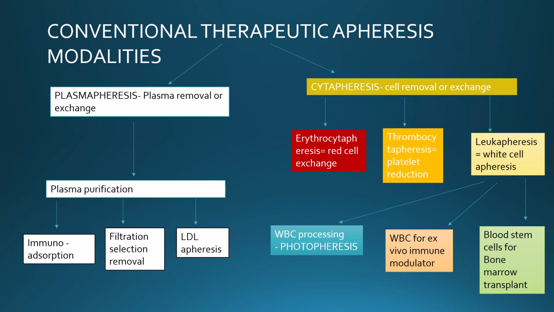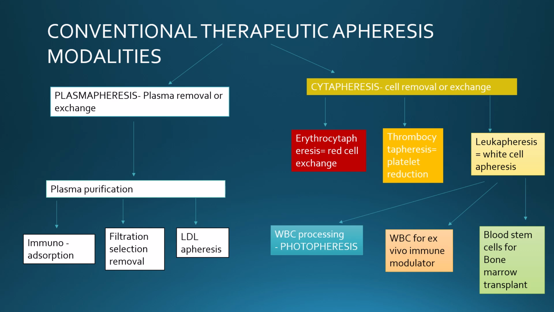Now, leukapheresis is again divided, into photopheresis. Photopheresis is used commonly in cutaneous T cell lymphoma and graft versus host disease. In this technique, we treat the patient's white cells with a photosensitizing agent and UV light before infusing them. And then we have WBC for ex vivo immune modulation and blood stem cells for bone marrow transplant.